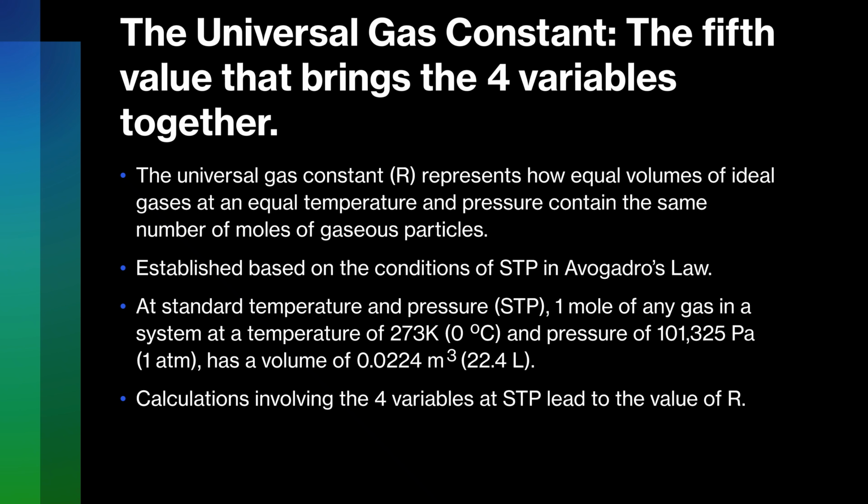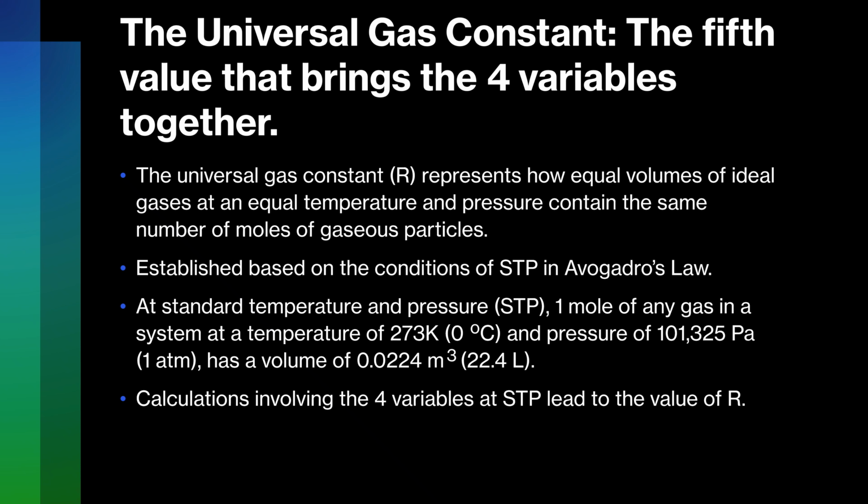This means, for example, if we had nitrogen gas which contains diatomic molecules, so 2 nitrogen atoms covalently bonded together per molecule, and you also had carbon dioxide gas separately which contains covalently bonded atoms of different elements, carbon and oxygen, and they were present in STP conditions at a volume of 22.4 liters or 0.0224 meters cubed, both would contain 1 mole of gaseous particles, despite the molecules being completely different in terms of chemical structure.